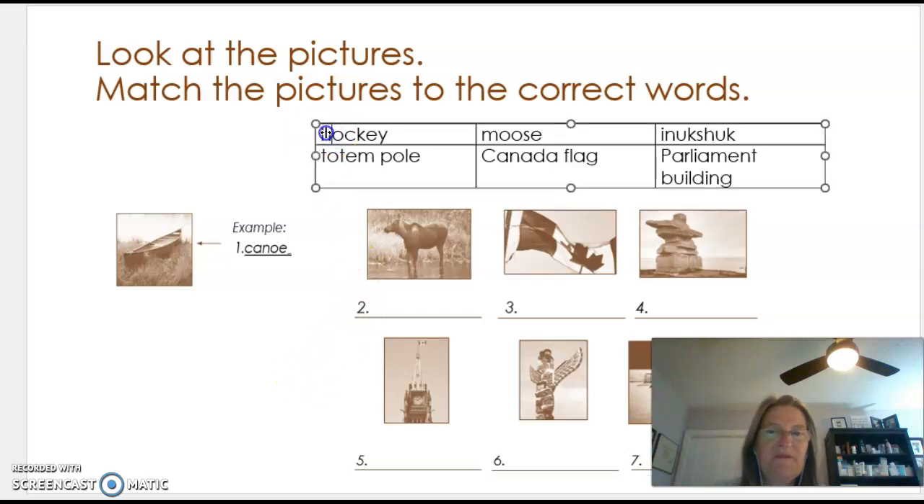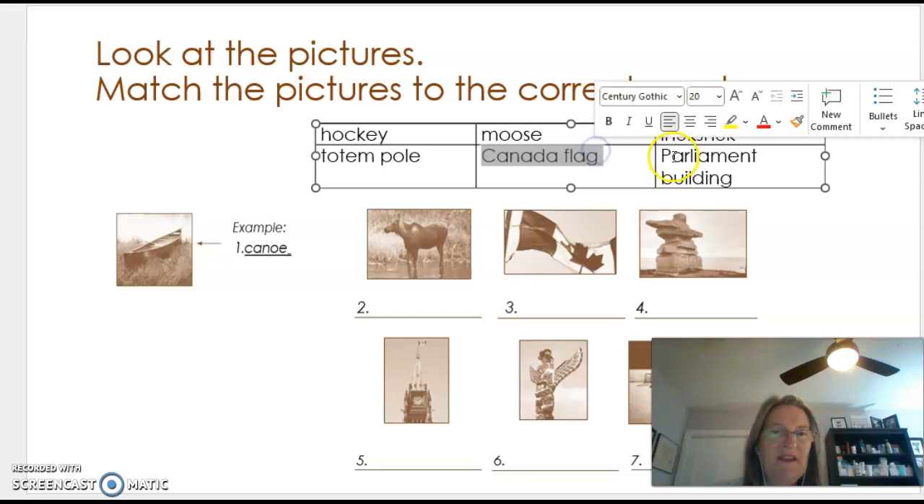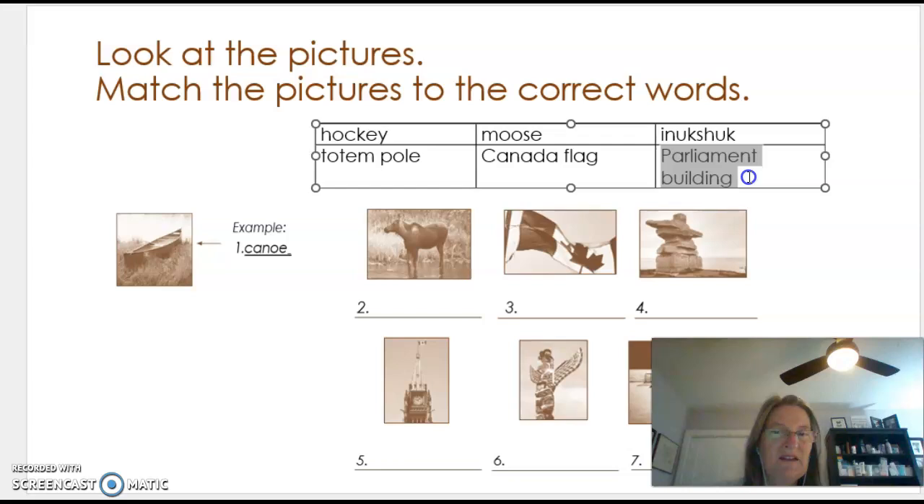The words are hockey, you know this one, moose. This word is an Innu word from Canada's northern peoples, Inukshuk. Many of you know this one already, totem pole. Canadian flag, and Parliament building. Parliament building. So you can practice that this afternoon.